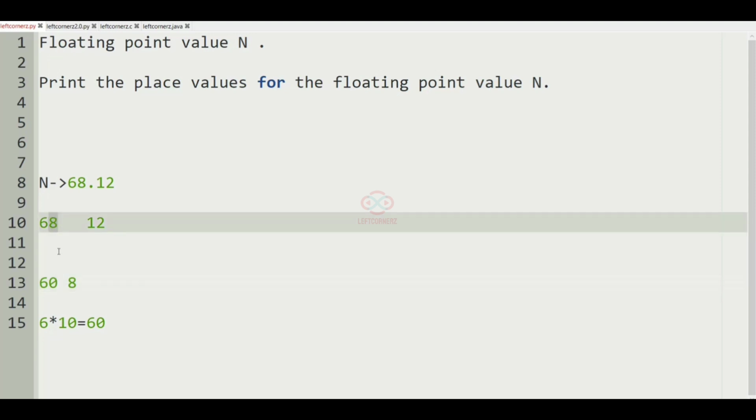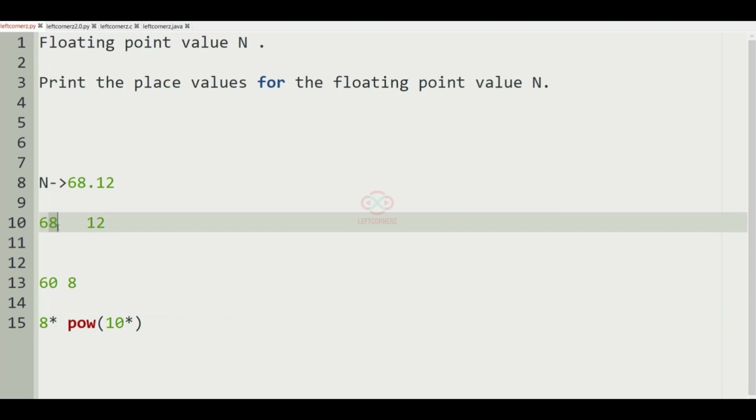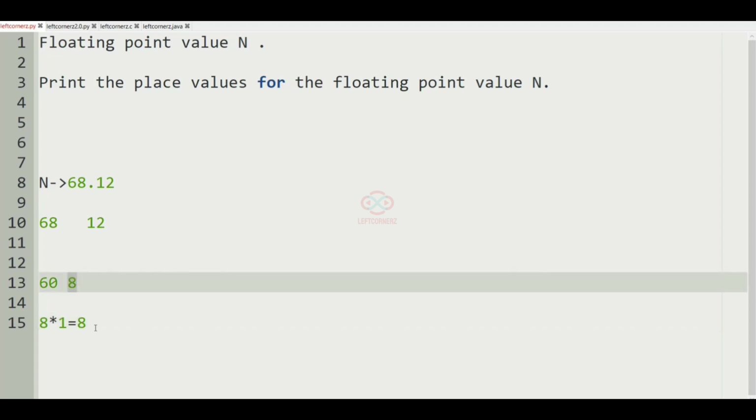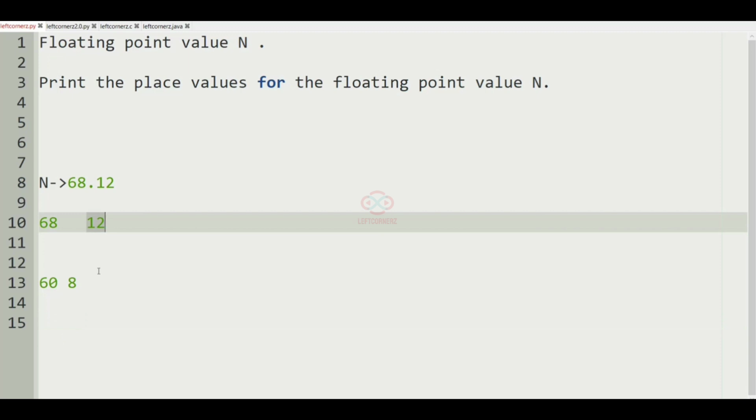When it comes to 8, it is just multiplied with 10 to the power of 0. Anything to the power 0 is 1, right? So 10 to the power 0 will give us 1. Since it is in the unit place, we have 8 into 1, which gives us 8. So we got 60 and then 8. After that we have 12.